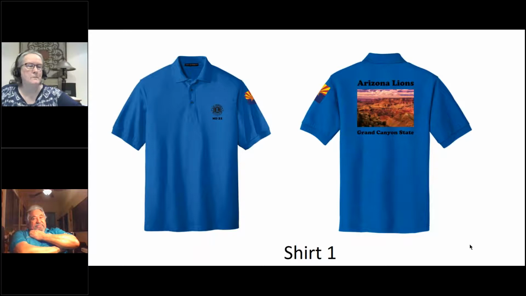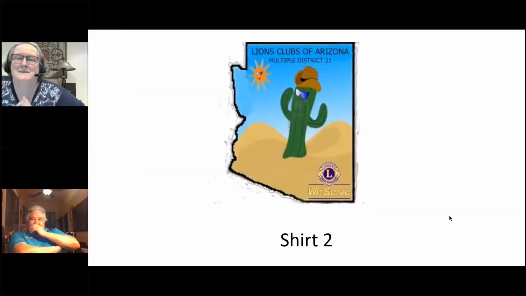We should be proud that Arizona is home to one of the 7 wonders of the world. Why not feature our most known claim to fame on our shirts? The front has a Lions logo with MD21 written underneath. On the sleeve, it has the state of Arizona flag with its brilliant colors and the shape of the state of Arizona. If you want a shirt that pops and everyone will recognize, this is the shirt. That's shirt number 1. Shirt number 2, please. Shirt number 2 is called Happy Cactus.